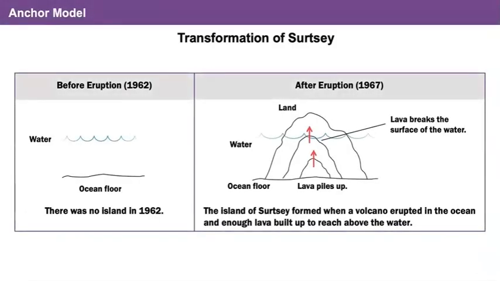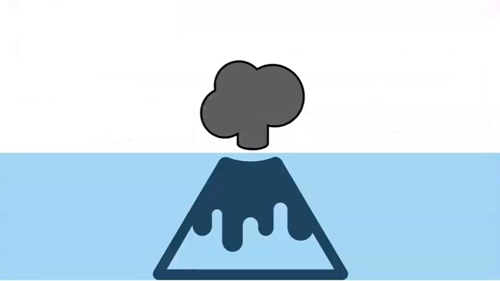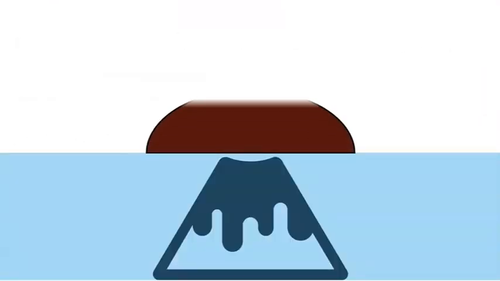Let's look at our anchor model together. What earth event formed Surtsey? Point to the screen where you see the earth event that formed Surtsey. Here it is, the volcano. The island of Surtsey formed when a volcano erupted in the ocean and enough lava built up to reach above the water.